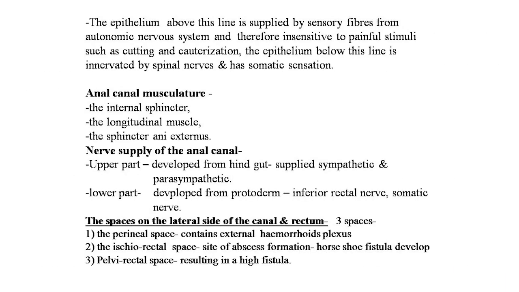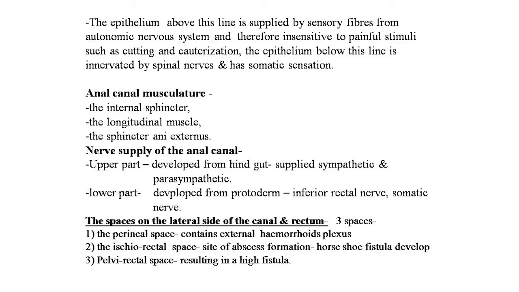The epithelium above this line is supplied by sensory fibers from the autonomic nervous system and is therefore insensitive to painful stimuli such as cutting and cauterization. Below this line, it is innervated by spinal nerves and has somatic sensation. The anal canal musculature is composed of the internal sphincter, the longitudinal muscles and the sphincter ani externus. The upper part, developed from the hindgut, is supplied by sympathetic and parasympathetic nerves. The lower part, developed from the proctodeum, is supplied by the inferior rectal nerve, a somatic nerve.